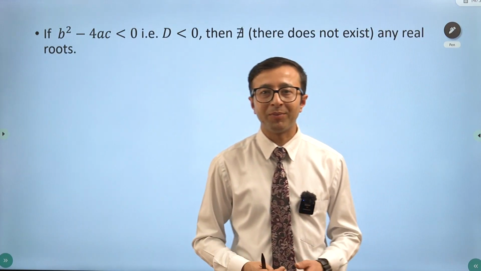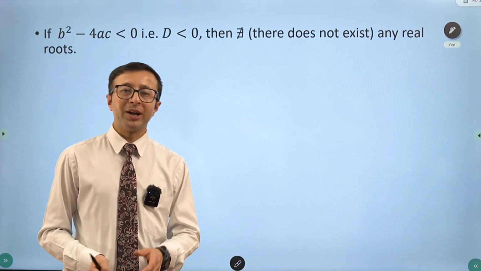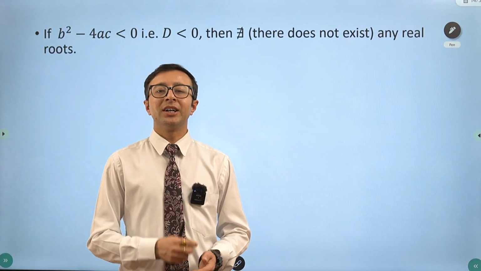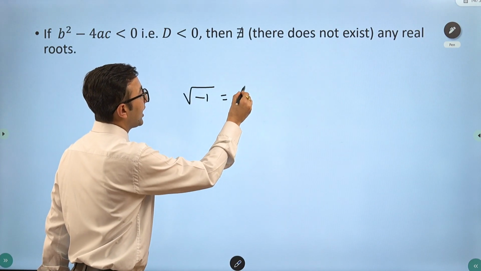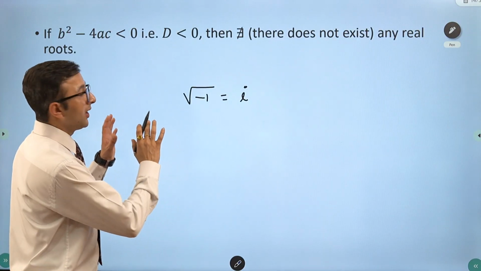The square root of a negative number is not real. It belongs to the set of complex numbers, where the square root of minus 1 is denoted by iota, that is i.